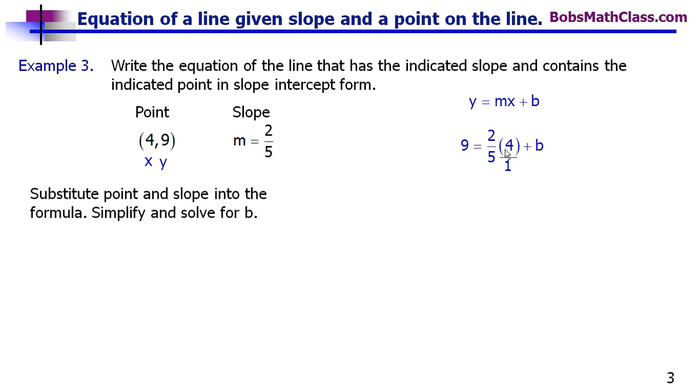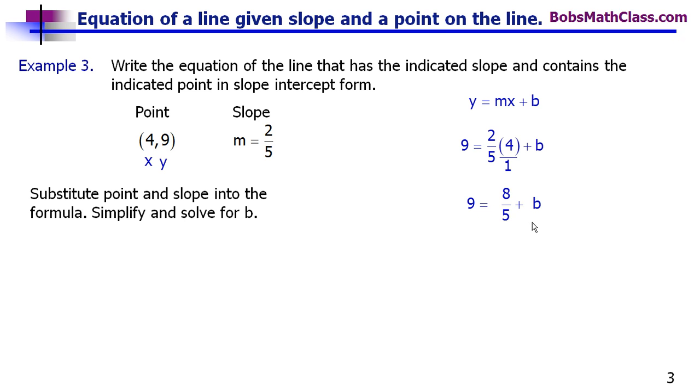This 4 is in the numerator and 1 is in the denominator. Nothing reduces with this 5 and 4, so we can multiply straight across. 2 times 4 is 8. 5 times 1 is 5. So we have 9 equals 8/5 plus b. Okay?